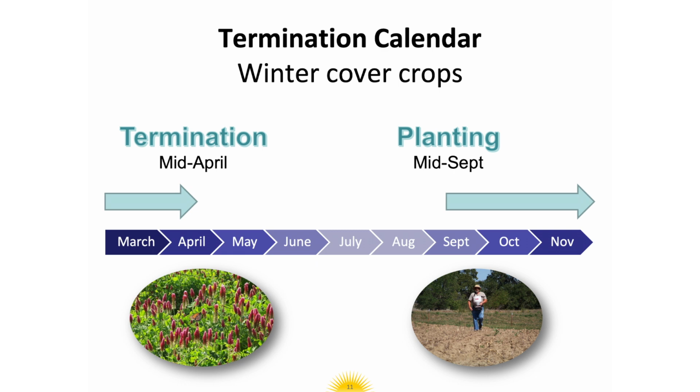That's when you're planting, and then termination is going to be mid-April, when the crimson clover is in bloom. I love driving through eastern Oklahoma because there's all kinds of crimson clover on the side of the highway. But usually that's around mid-April, early to mid-April. That's when you want to terminate your winter cover crops.